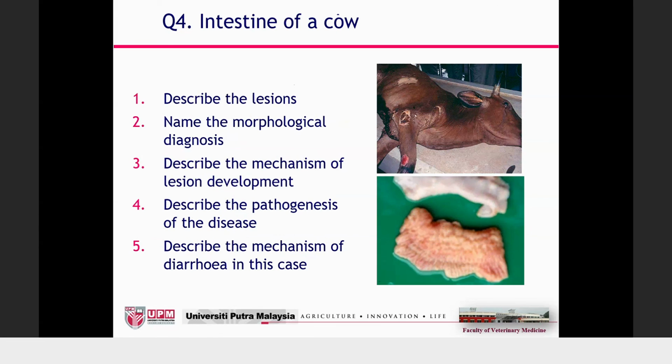Same also, morphological diagnosis, mechanism, pathogenesis. But in this case, they are asking also about the mechanism of diarrhea. Please remember, you have 5 types of mechanism of diarrhea. How in this case, non-necrosis, but more of folding, transverse folding of mucosa, leading to the formation of diarrhea. Okay.